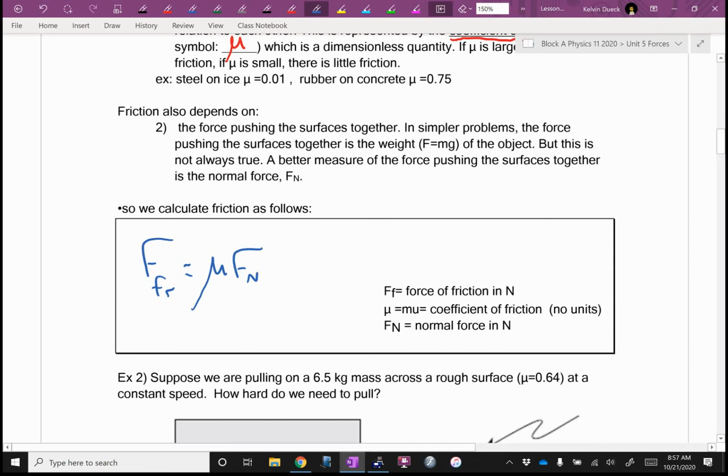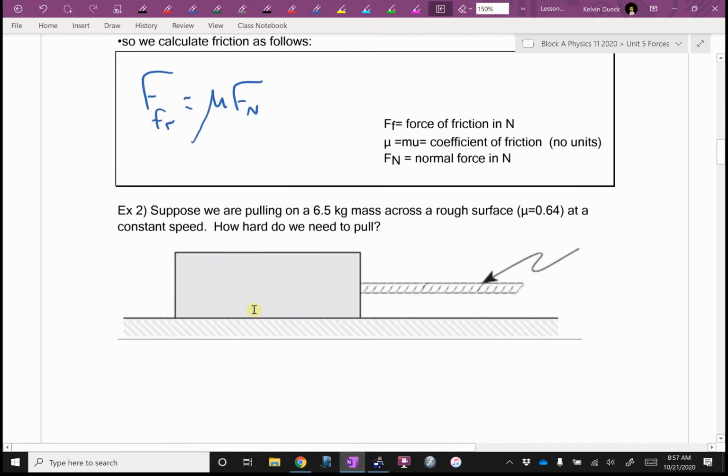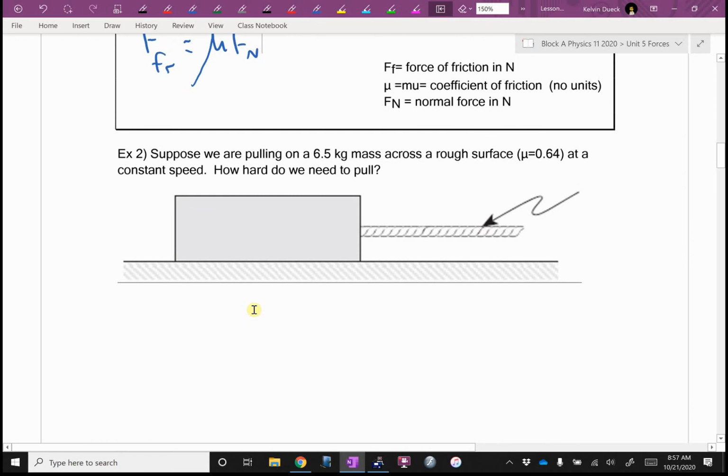Let's walk through some of this. Example 2. Suppose we're pulling a 6.5 kilogram mass across a rough surface. Let's say the coefficient of friction is about 0.64. Gravel. At a constant speed. Ooh, you know what? I should probably underline the constant speed phrase. What does constant speed tell me? A is 0. Oh, that also means the forces must be, I'm looking for a word that begins with letter B. Let's remember that. How hard do we need to pull?